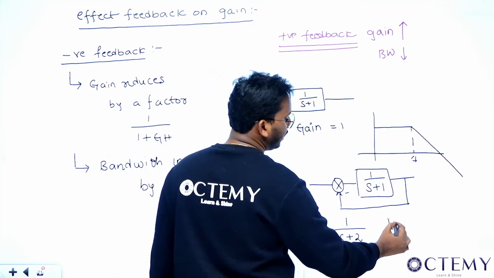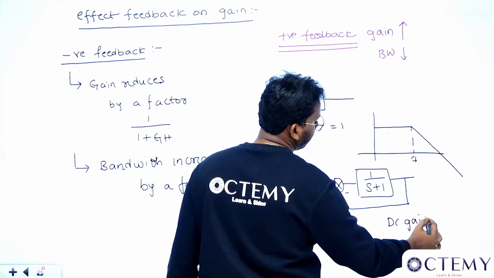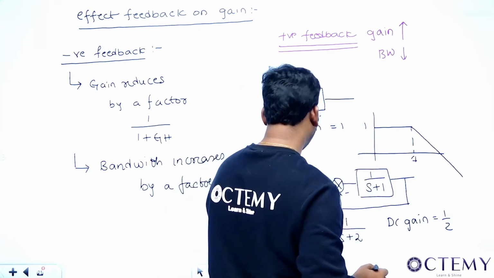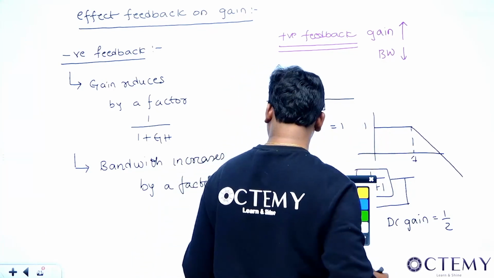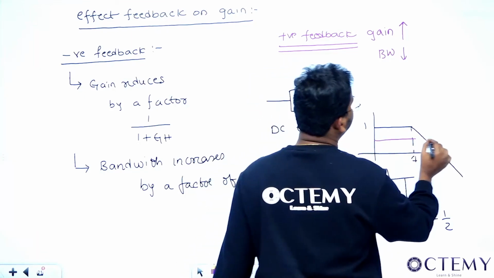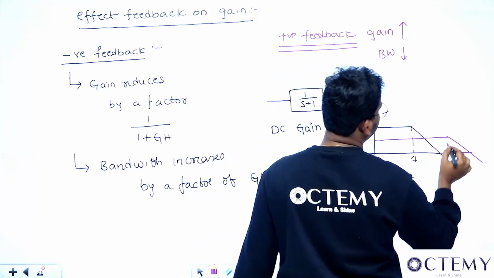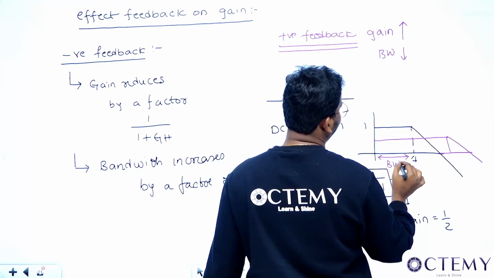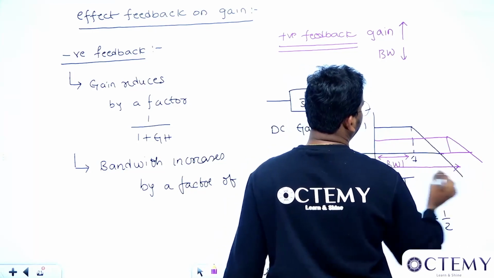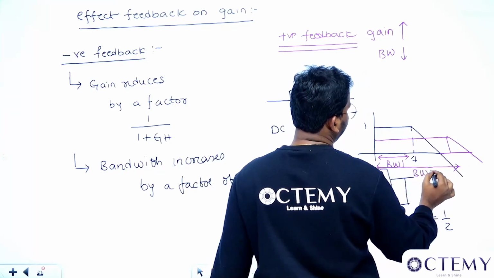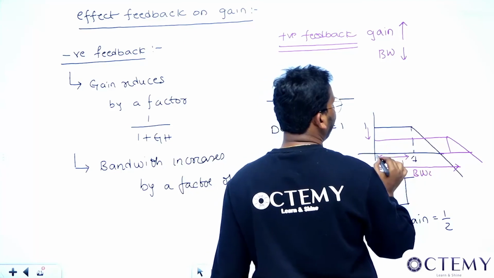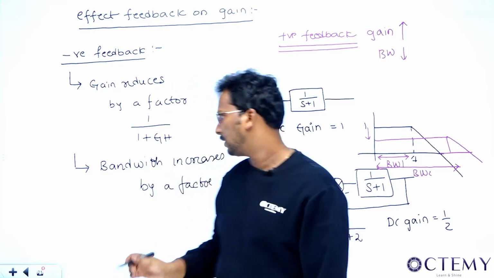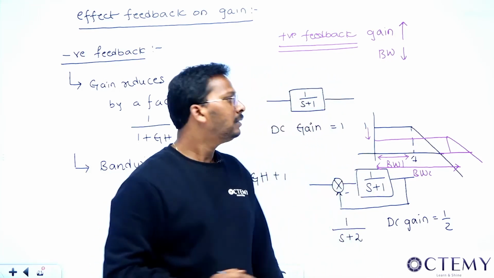Now if you find the DC gain here, that will be half. That means if this is 1, if I draw this particular feedback path thing, it will be the same like this only, sir. It will become half and it will be like this. So this is the bandwidth. This is BW1 and this is BW2. So when gain decreases, bandwidth increases, right? However much the gain has decreased, so much the bandwidth increases. That's what I have written here, right?